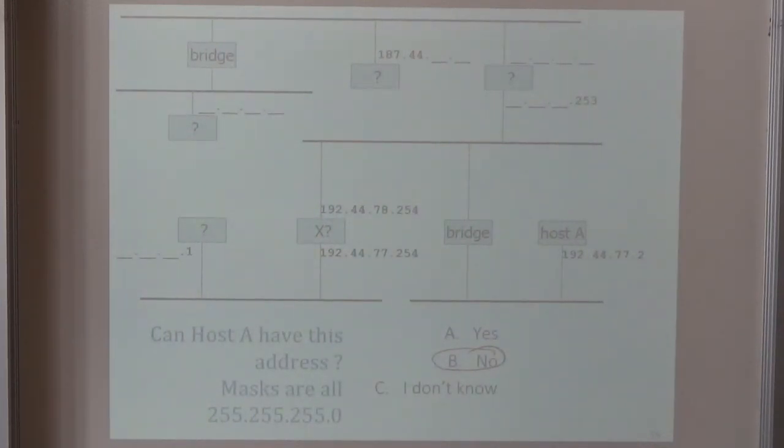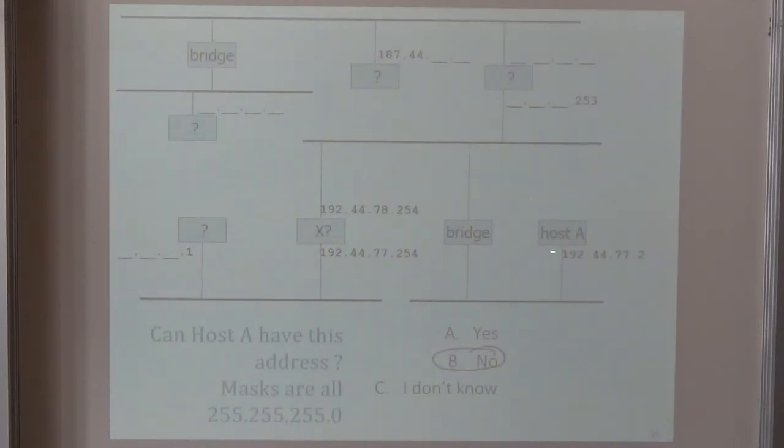And now the router will analyze the destination address. It will say 77.2 is on this interface. It will put it on this interface in this network. So packets to this destination coming from the outside will follow this path. They will come here. Right.